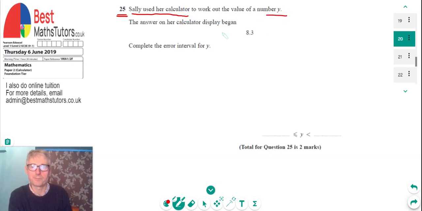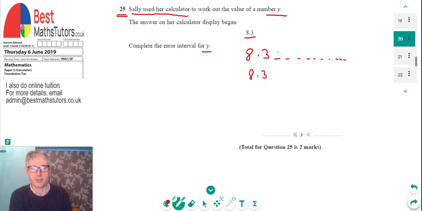So question 25 is a question in which Sally has used a calculator to work out the value of a number y. And it says her calculator display begins with 8.3. I've got to complete the error interval for y. So if the error interval began 8.3, what it's actually telling us is the calculator began with that, and then it's got a load of digits potentially after. Or in fact, it might actually stop at 8.3.